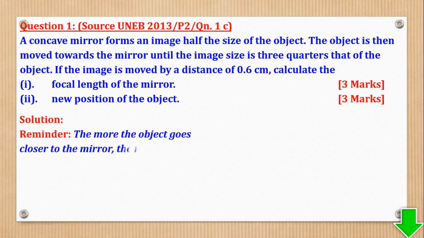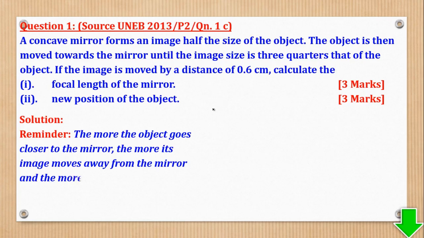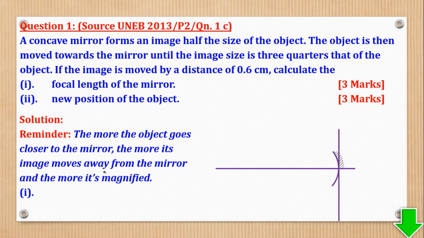So we shall again remember this note that the more the object goes closer to the mirror, the more its image moves away from the mirror, and the more it is magnified. So with that knowledge, we can make a sketch that can help us to get the focal length and the new position of the object. So there is a mirror. Put the object initially before displacement, and let its distance be u, object distance.